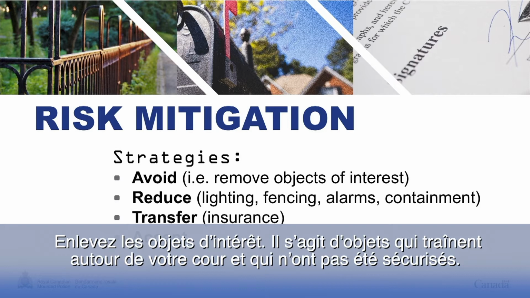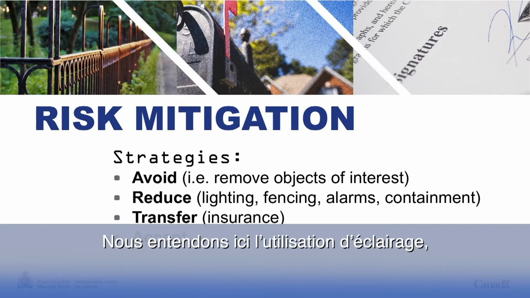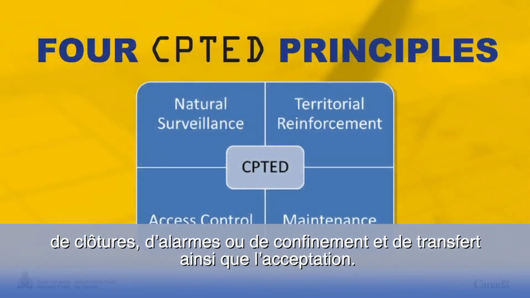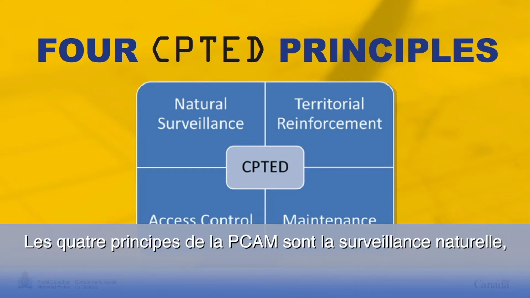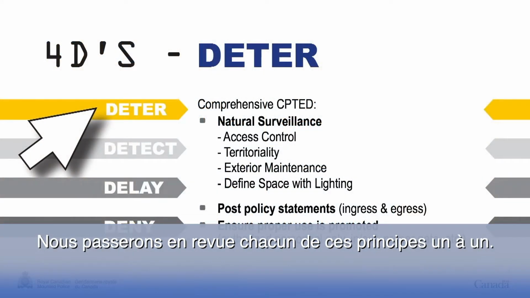The risk mitigation strategies include avoidance. Remove objects of interest, and these are objects that are laying around your yard, objects that haven't been secured. Reducing the potential. By this we mean using lighting, fencing, alarms, or containment, and transfer, as well as accept. And the four CPTED principles are natural surveillance, access control, territorial reinforcement, and maintenance. And we'll go through each one of these principles one by one.